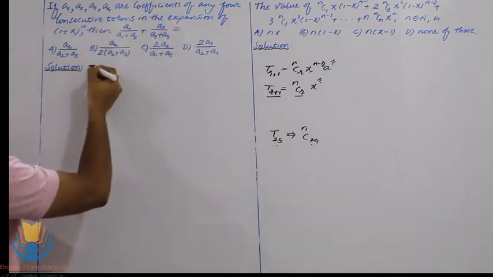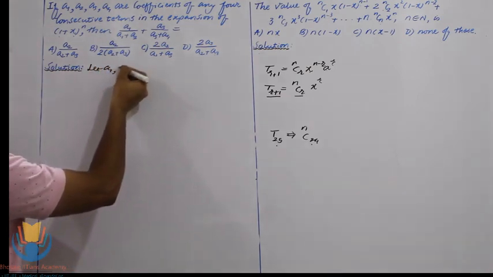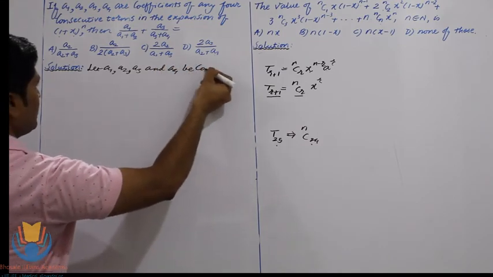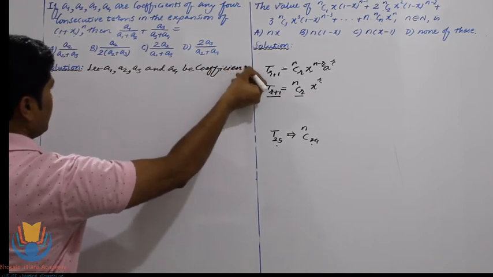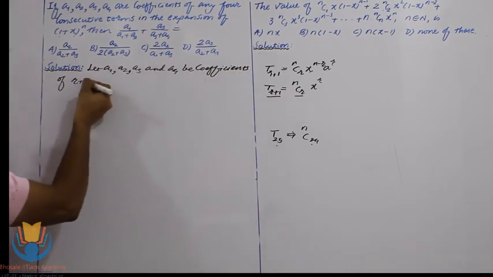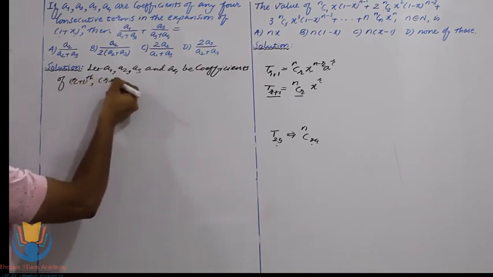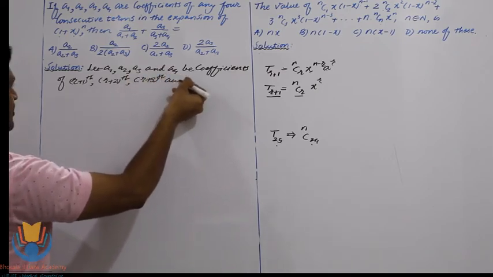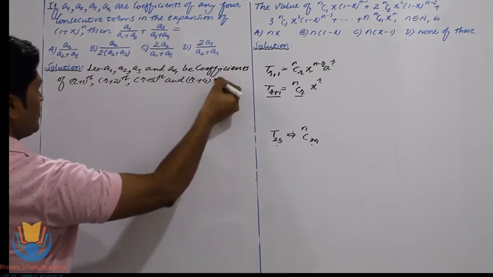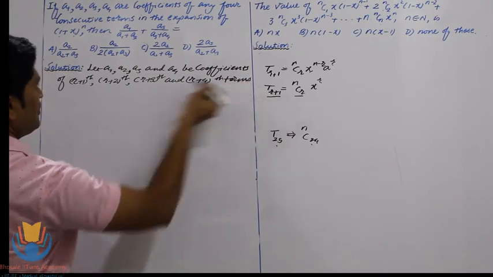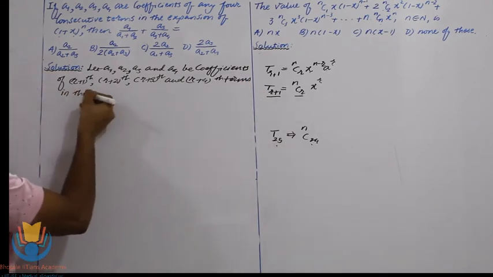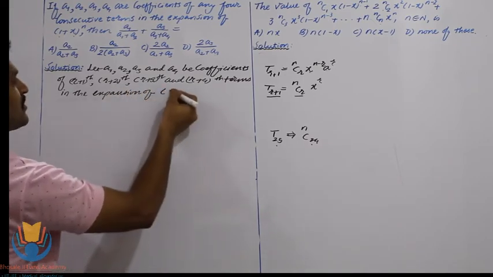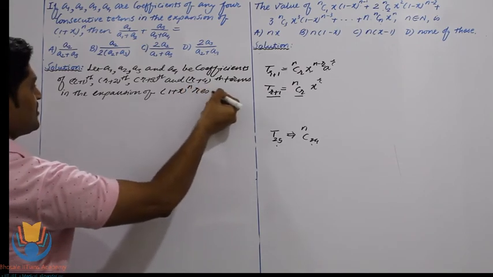So we will assume those coefficients. Let A1, A2, A3 and A4 be coefficients of the (r+1)th, (r+2)th, (r+3)th and (r+4)th terms in the expansion of (1 plus x) whole raised to n respectively.